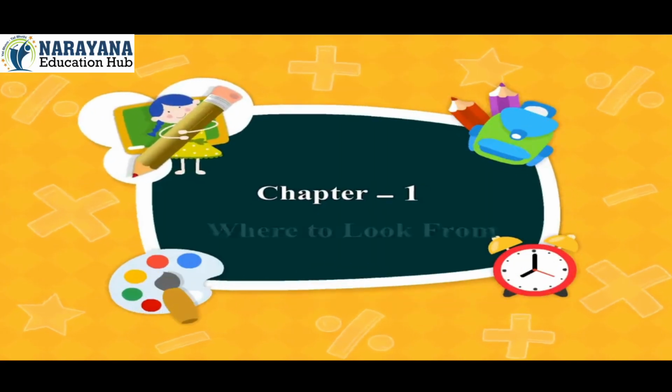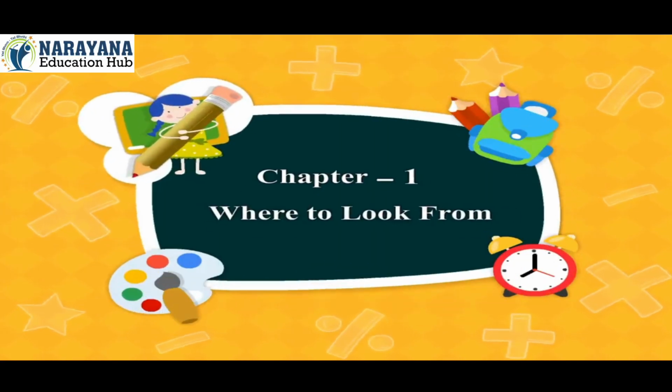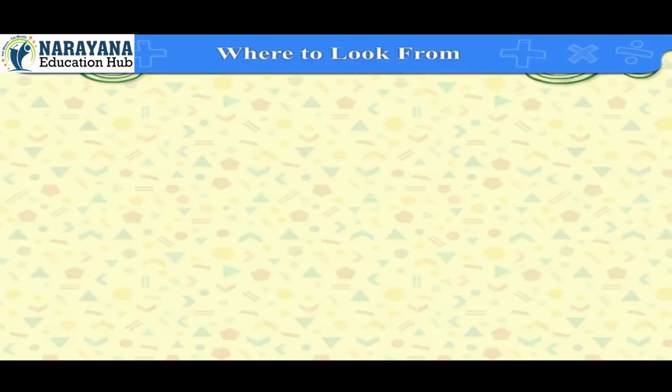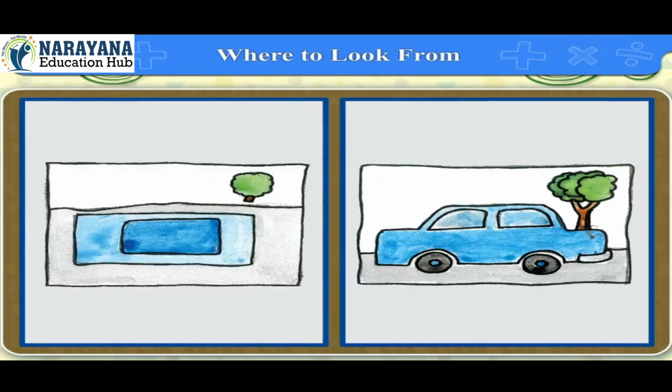Chapter 1. Where to look from. Objects look different from different sides. Here, two friends have drawn a picture of the same motor car. We have to see whether both these pictures look the same or not.